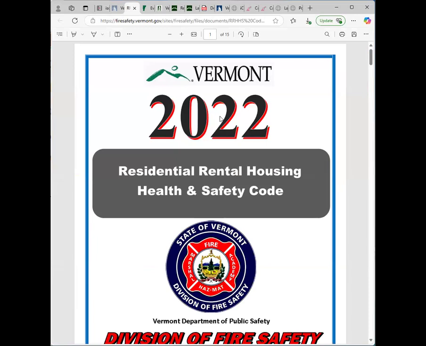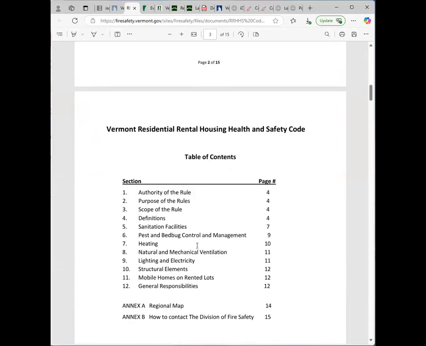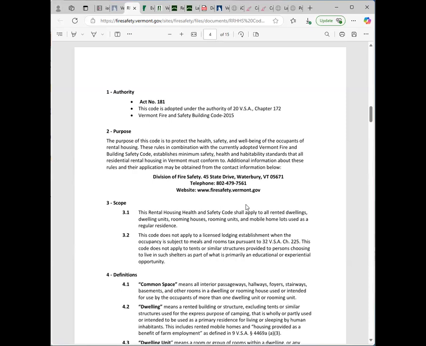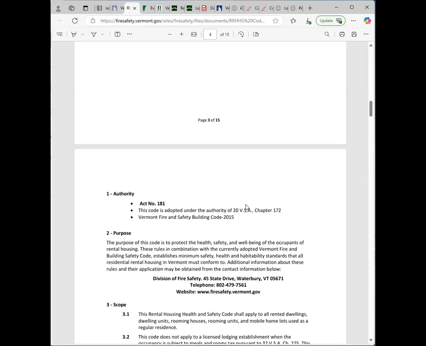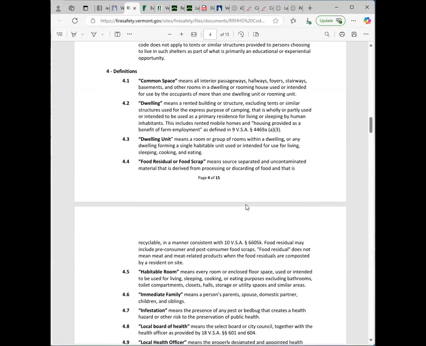The next one is firesafety.vermont.gov. This is the 2022 Residential Rental Housing Health and Safety Code. This was actually really well done. So well done, Division of Fire Safety. I was very impressed looking at this, and it's just 15 pages long. The whole idea is it talks about health and safety for the tenant in these rental units. It's another source document that talks specifically about health and safety of a rental dwelling.